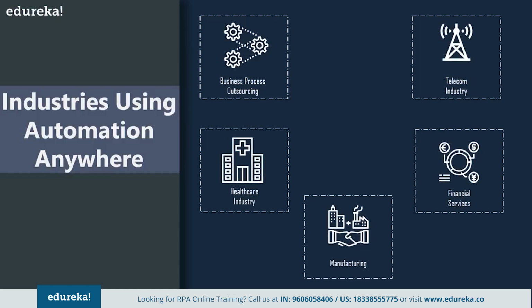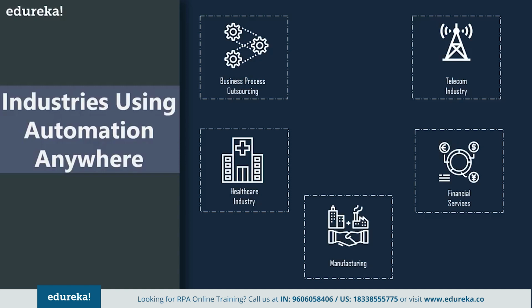Coming to business process outsourcing, automation is basically used in this industry to reduce operational costs, improve operational performance, and increase the capacity of the work. The telecom industry uses automation to provide support to connected customers, increase efficiency, and also enable rapid growth simultaneously.